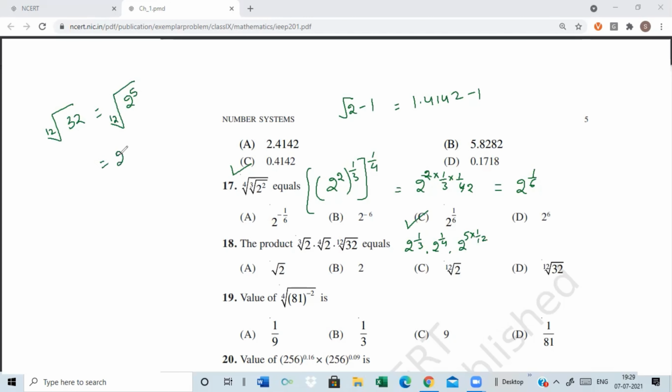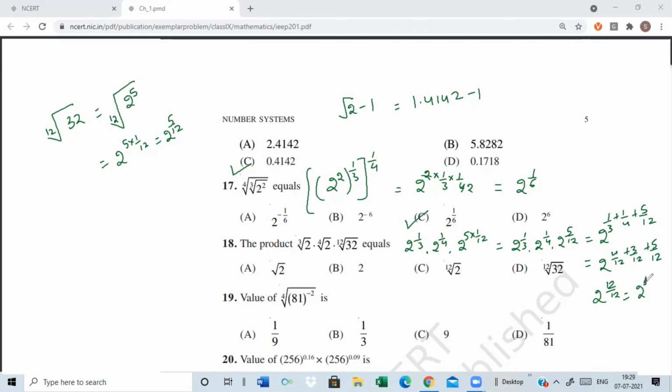So this can be written as 2 to the power 5 times 1 by 12, or we can write 2 to the power 5 by 12. So it becomes 2 to the power 1 by 3 times 2 to the power 1 by 4 times 2 to the power 5 by 12. Now using the laws of exponents, we add all of these powers. It becomes 2 to the power 1 by 3 plus 1 by 4 plus 5 by 12. And by taking the LCM, we get 4 by 12 plus 3 by 12 plus 5 by 12. And yes, we see that it comes out to be 12 by 12, which is 1. So it's 2 to the power 1, which is 2 only.